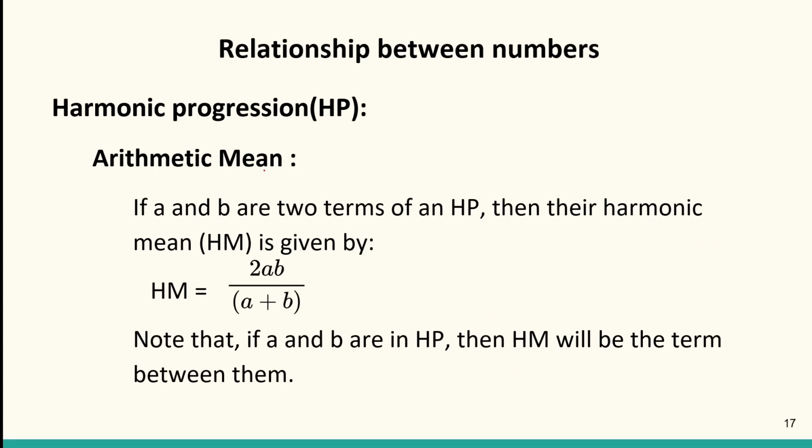Let's see the mean in harmonic progression. If A and B are two terms in an HP, then their harmonic mean is given by HM equal to 2AB by (A plus B). To be noted here is that if A and B are in HP, then the harmonic mean will be the term between them. So if A and B are in HP and there is a term C that is the harmonic mean, then it will be in the harmonic progression itself.